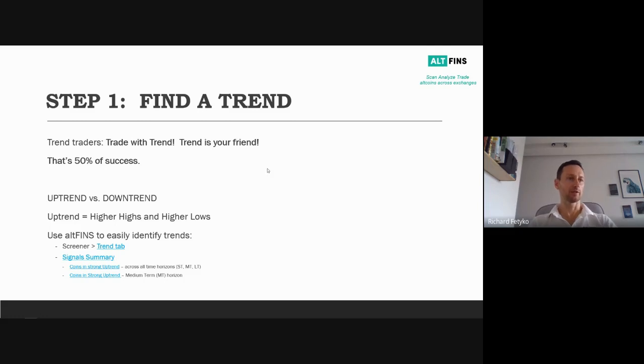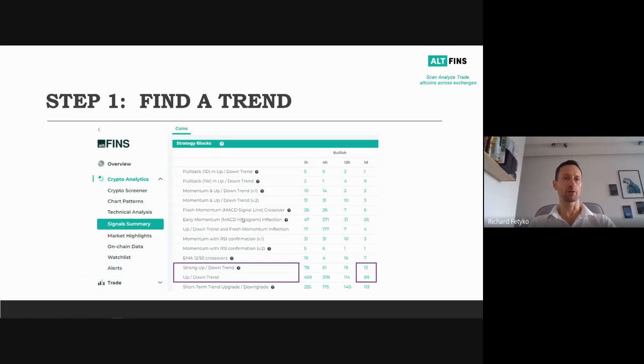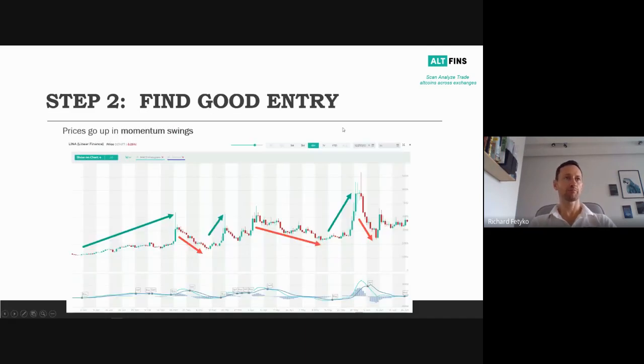I've illustrated a couple of ways to find these already. This is what we just utilized, the signal summary, right? Those two preset or predefined filters for you. And now, step 2, finding a good entry, right? We know there's an uptrend here, certain assets, we found 90 of them. They're in a solid uptrend. But where do I get involved? Where do I buy this? And when? Well, that's step 2, and that's where you start using some of the other indicators, such as the momentum, MACD, and support and resistance.